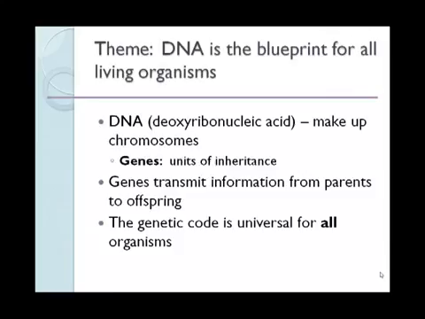Another theme in biology is the presence of DNA in all organisms. DNA, deoxyribonucleic acid, is the molecule that makes up the cell's chromosomes and serves as a blueprint for the characteristics of each organism. Each DNA molecule encodes hundreds or thousands of genes. Individual genes are the units of inheritance that encode specific traits. For example, your eye color or blood type is determined by specific genes. Genes are passed from parents to offspring during reproduction.